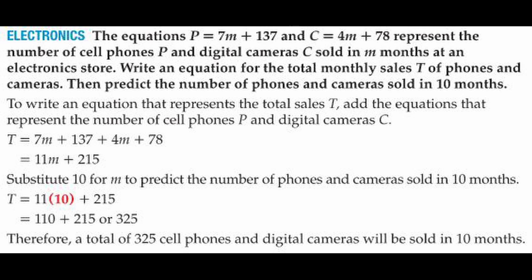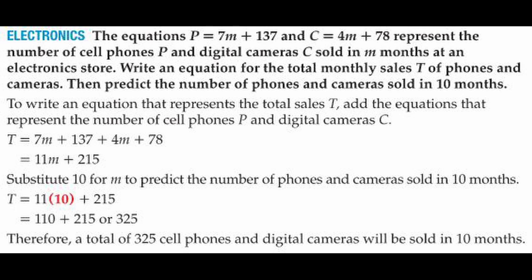So all you have to do is take those two binomials, 7m plus 137 and 4m plus 78, and figure out, am I adding them or subtracting them? If you look in the bold text at the third line, it says, write an equation for the total monthly sales. When you total up anything, you're adding them together. So down here, it says to write an equation that represents the total sales, T, add the equations.